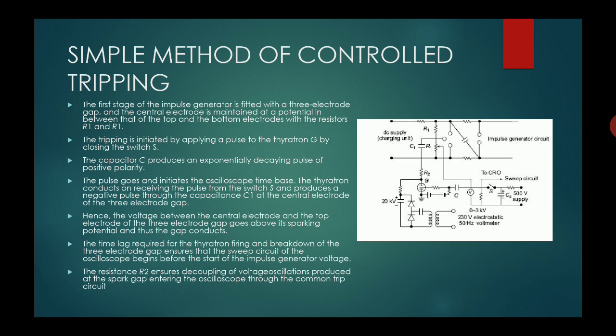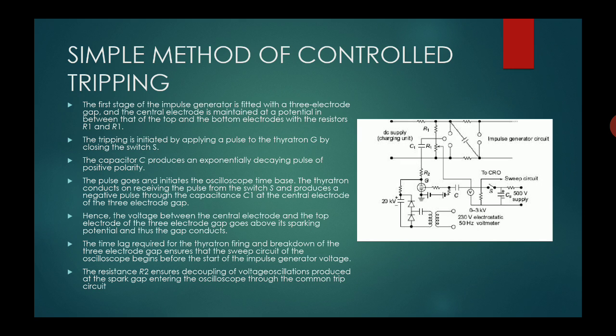The thyratron conducts on receiving the pulse from the switch S and produces a negative pulse through a capacitance C1 at the central electrode of the 3 electrode gap. So with the generation of the pulse on the capacitor C, capacitor C1 produces a negative pulse on the central electrode. Hence the voltage between the central electrode and the top electrode of the 3 electrode gap goes above its sparking potential, and thus the gap conducts.